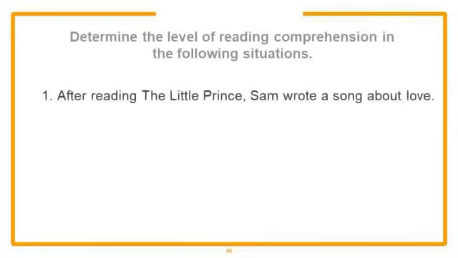Determine the level of reading comprehension in the following situations. Number 1. After reading The Little Prince, Sam wrote a song about love. The correct answer is creative thinking, because Sam was able to create a new product out of it.